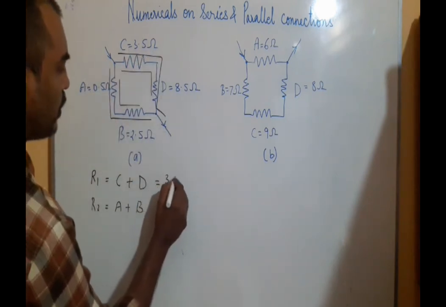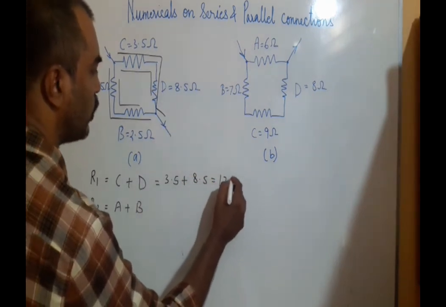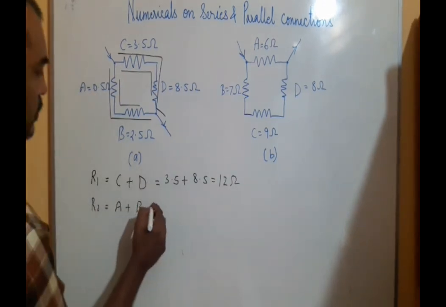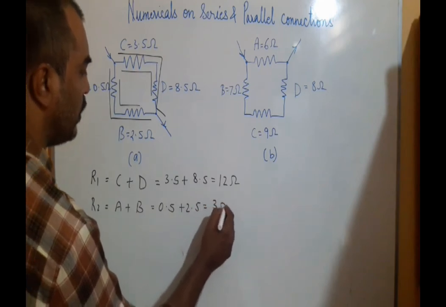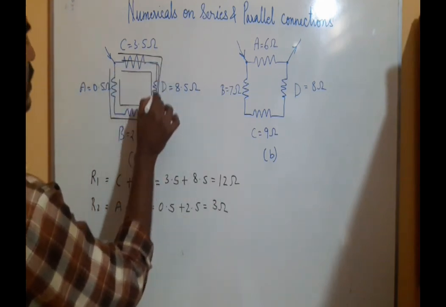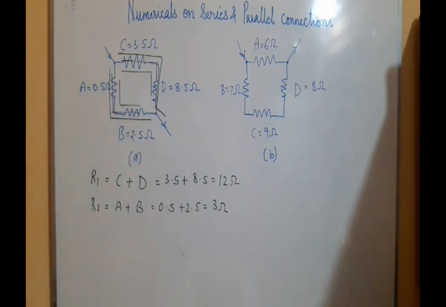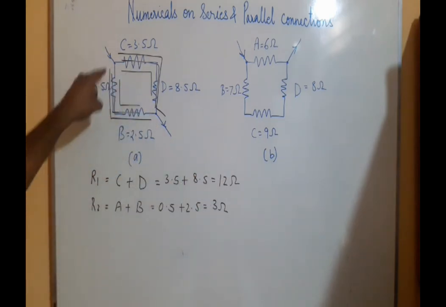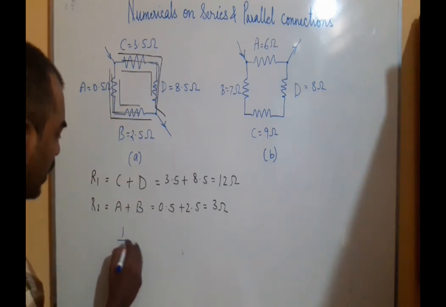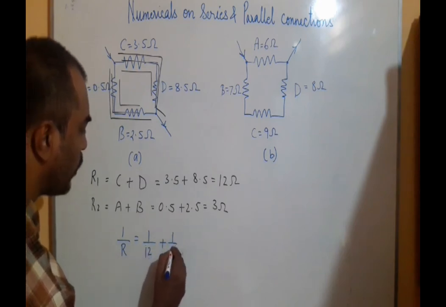So we have 3.5 plus 8.5 equal to 12 ohm, and here 0.5 plus 2.5 equal to 3 ohm. So the equivalent of this resistance is 12 ohm and the equivalent of this resistance is 3 ohm. Now 12 and 3 ohm are in parallel because they make two separate paths. So the resistance of the circuit in parallel we write as 1 upon R equal to 1 upon 12 plus 1 upon 3.